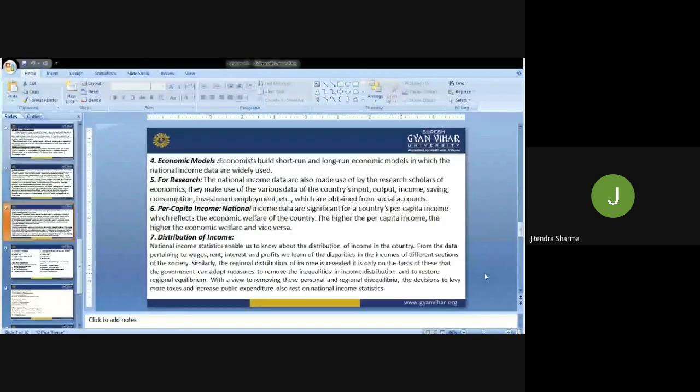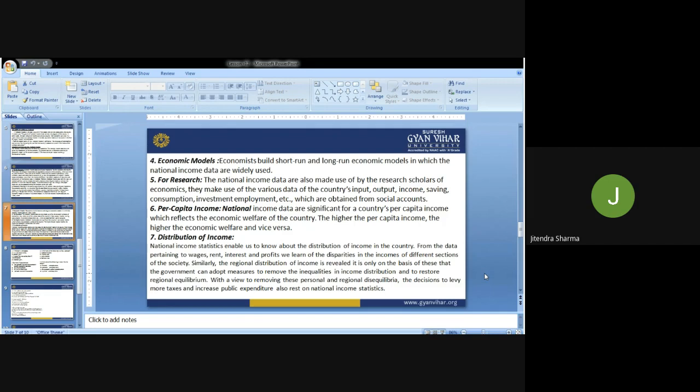Then the fourth importance of measures of national income is economic models. Economists build short-term and long-term economic models in which the national income data are widely used, which we have discussed in the first and third segments also. And for research also, the national income data are used by research scholars and economists. They make use of the variable data of the country, input, output, income, saving, consumption, investment, employment, etc., which are obtained from the social account. Because of these parameters, researchers can address their hypotheses based on the economic status. And any change in any system or economic policy, what the impact on the society is, can easily be measured by the researchers through the hypotheses which they have drawn.